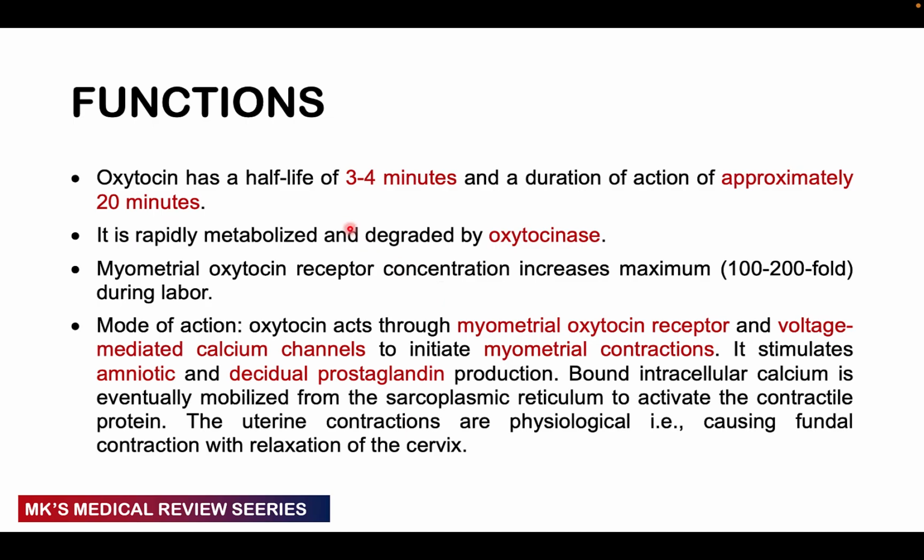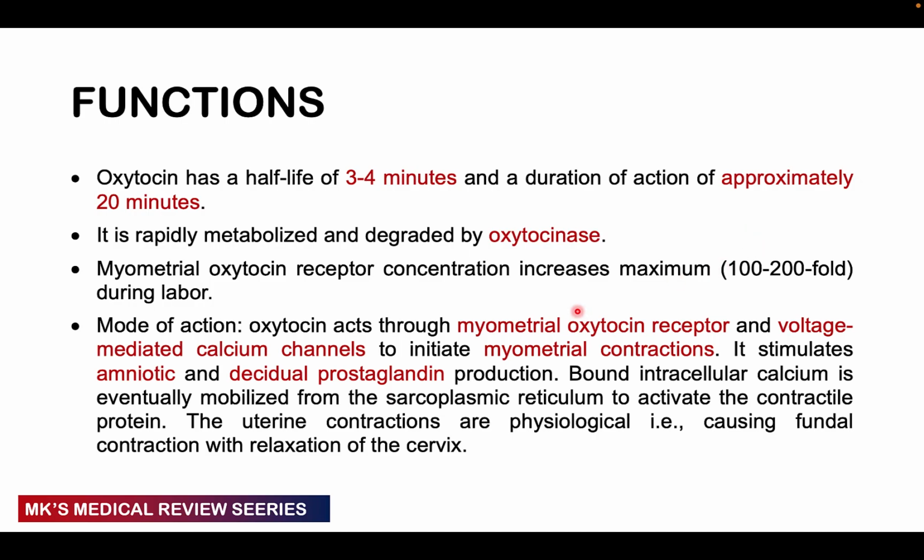Functions of oxytocin. Generally, remember that oxytocin has a half-life of about 3 to 4 minutes and an approximate duration of action of about 20 minutes. Once it has been in the system, it's going to be rapidly metabolized and broken down by the enzyme oxytocinase. And remember that during labor, the number of oxytocin receptors present on the uterus tends to increase to the maximum. They increase by about 100 to 200 fold.